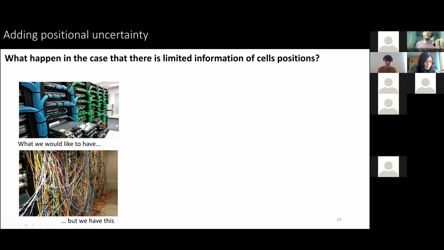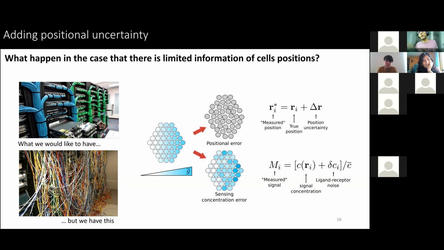So we wanted to include this in our problem. Basically, we were considering so far something that looks like this. All these cells are very well organized, so it is easier to know where the signals are coming from. But probably in a biological system or a cluster of cells, things look more like here below, more like a mess. So we included the positional error. Now we are assuming that cells need to measure the local concentration, and they also need to estimate their position. So we are going to assume that there is a positional uncertainty for each estimation that the cells make of their position.